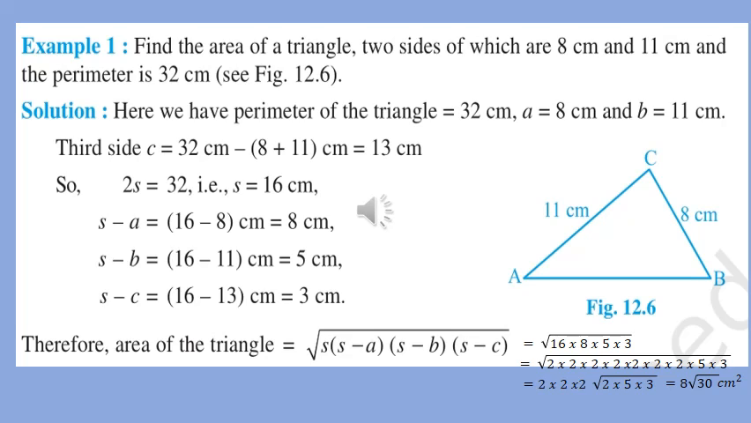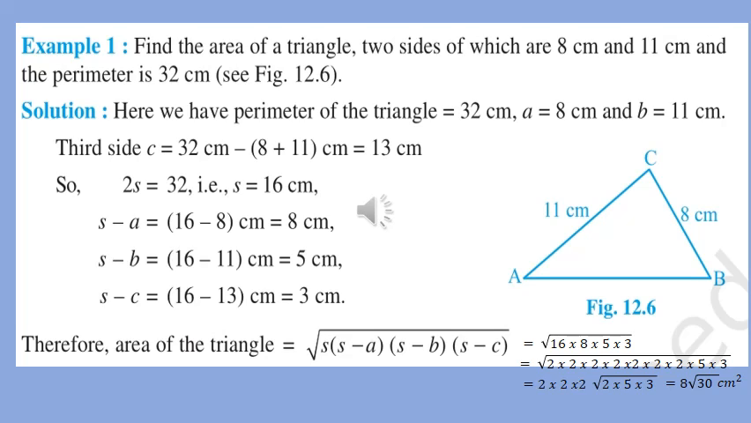So half of it is what? 16 centimeter. So the semi-perimeter is equal to 16 centimeter. Now calculate the values of s minus a, s minus b and s minus c. S is 16 centimeter. So 16 minus 8, 16 minus 11 and 16 minus 13. That gives you 8 centimeter, 5 centimeter and 3 centimeter.